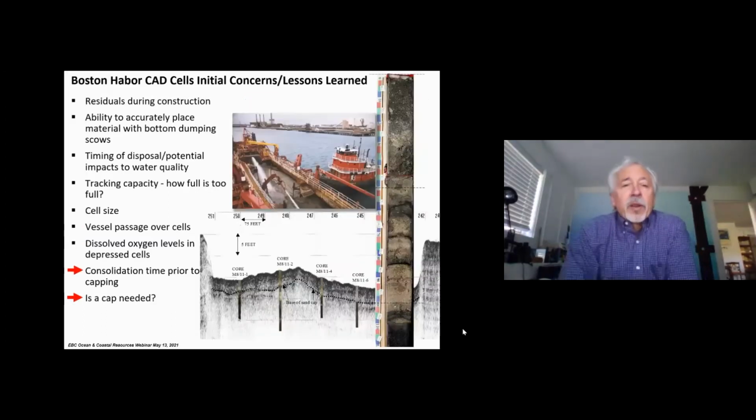And probably one of the biggest monitoring pieces and learning curves was the capping. Again, because this was a new concept, there was an interest in capping those on the state's part as soon as possible. And the state required the use of sand basically for the capping.